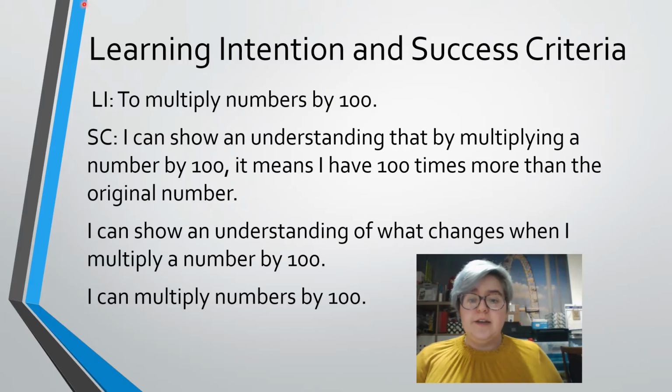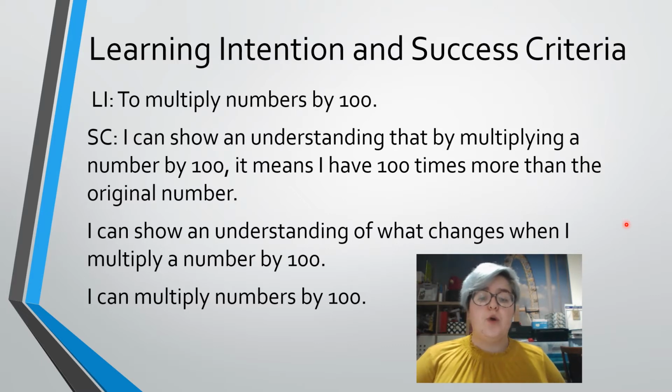Okay, so learning intention and success criteria. To multiply numbers by 100, I can show an understanding that by multiplying a number by 100, it means I have 100 times more than the original number. So that's the number you had to start with. I can show an understanding of what changes when I multiply a number by 100, and I can multiply numbers by 100. Now we are only going to be timesing 2-digit numbers today by 100. We're not doing 3-digit, that's too tricky just now.